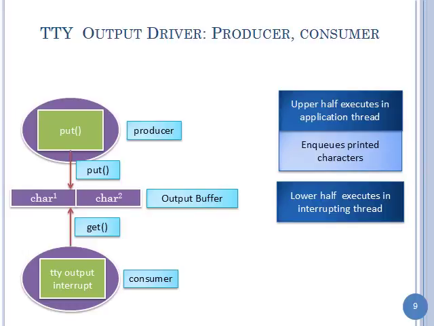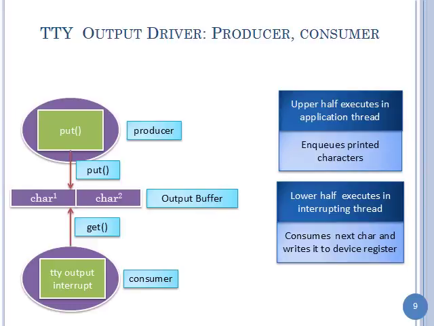Lower half executes in the interrupting thread. It consumes the next character and writes it to the device register. This consumption occurs only when the device is ready to consume. So when it's ready, it takes the next character and puts it in the device register. Questions?